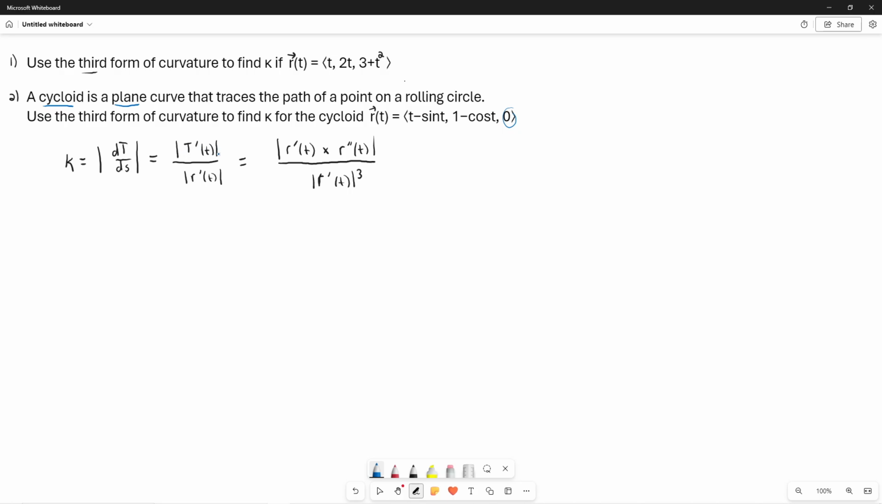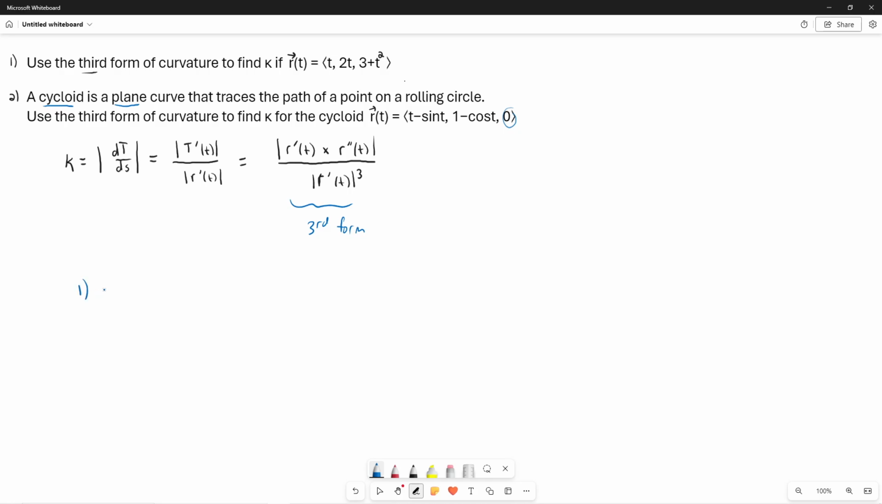Now, it turns out that the magnitude of T prime of t can be expressed in terms of the cross product of r prime and r double prime, and so we get that this fraction happens to equal the magnitude of r prime cross r double prime divided by the magnitude of r prime cubed. So this one is the third form of curvature. It doesn't require us to find the unit tangent vector in particular, and it doesn't then require us to take the derivative of that vector. All we need is r, take some derivatives, a cross product, and some magnitudes, and we have the curvature.